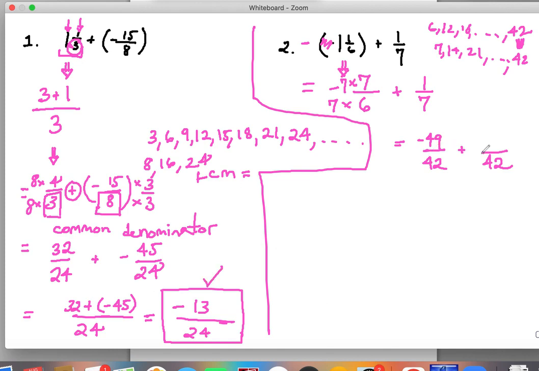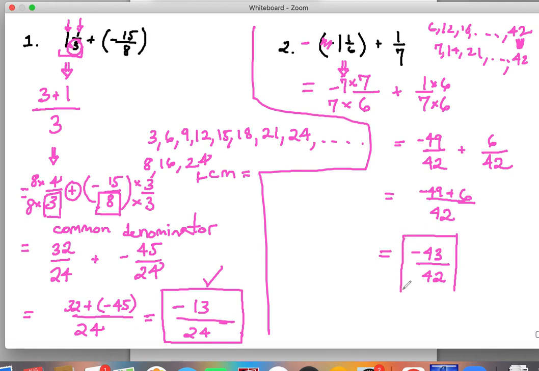Now, I have 7 became 42. What did I do to 7 to get to 42? I multiplied by 6, so I have to do that to the top as well. 1 times 6 is just 6, and now I have a common denominator. That just becomes one thing, and then you do the operation to the numerator. So the 42, the denominator, stays the same. But now I do negative 49 plus 6. I add the numerators. And negative 49 plus 6 is negative 43 over 42. And you could leave your answer as an improper fraction. This is full credit. That's it.